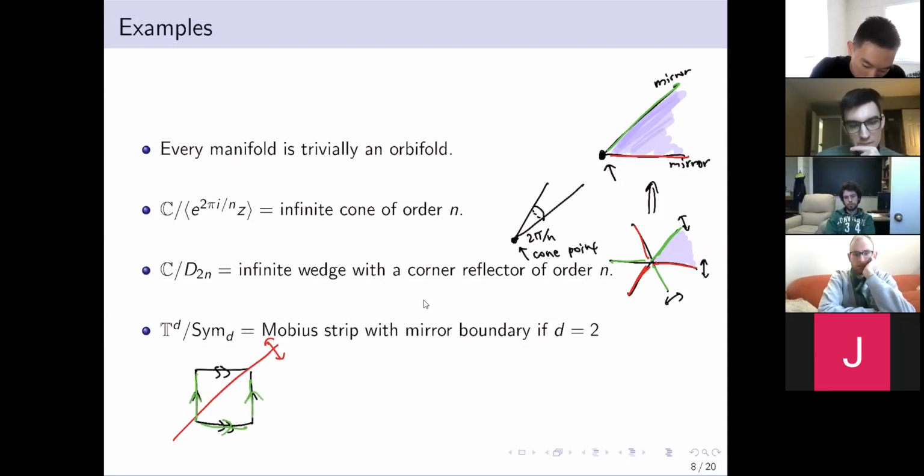And then if you look at one of the triangles, you can do a bit of cut and paste, you get a Mobius strip. And then the boundary of the Mobius strip is going to be this red reflection line, actually. Hence why I call it mirror boundary.